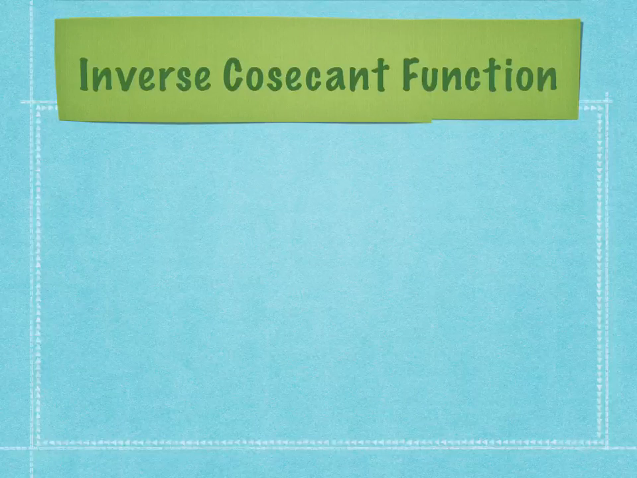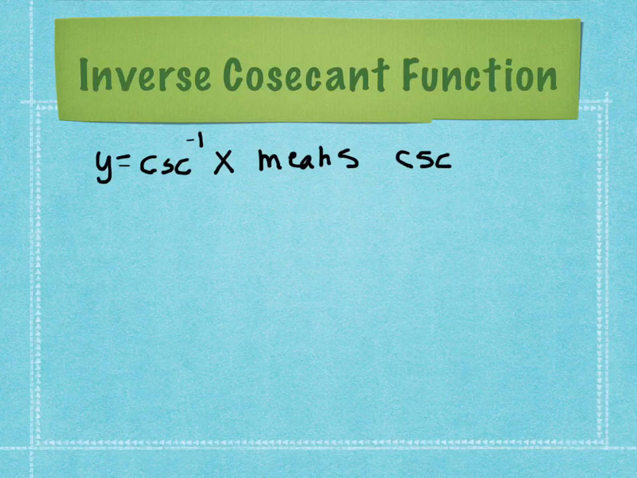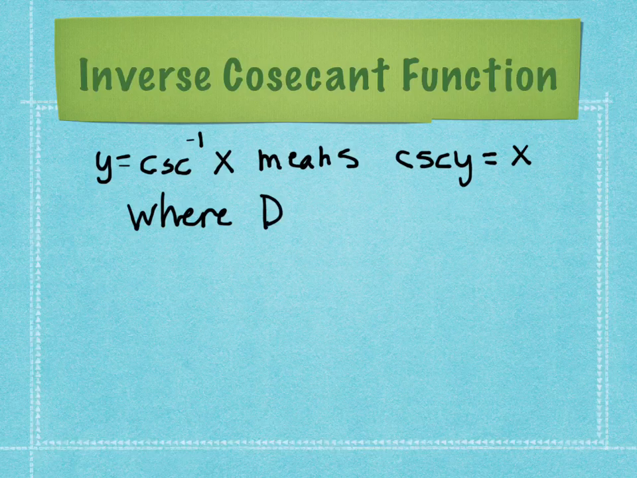Last one is inverse cosecant. Again, very similar to the rest of them. This is y equals the cosecant inverse of x, and that means that the cosecant of y equals x. And that occurs where the domain and the range have specific values.